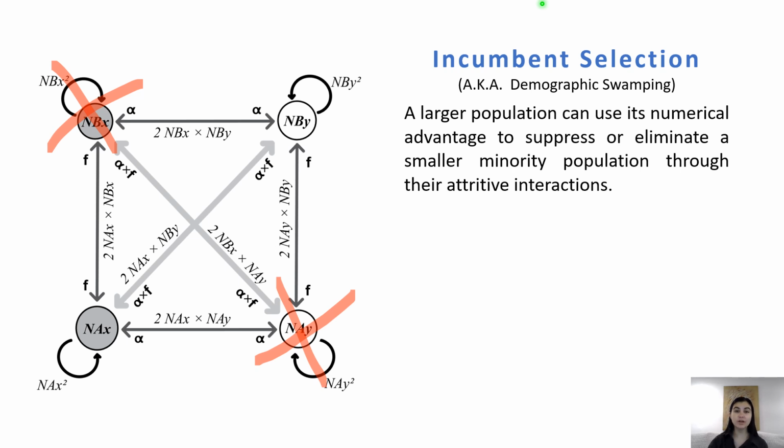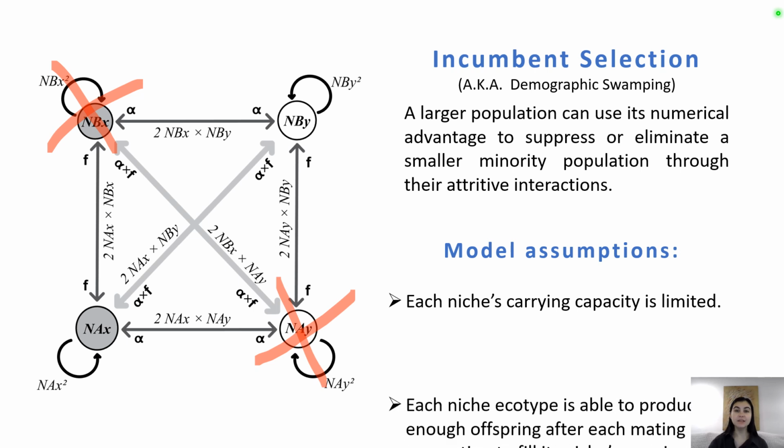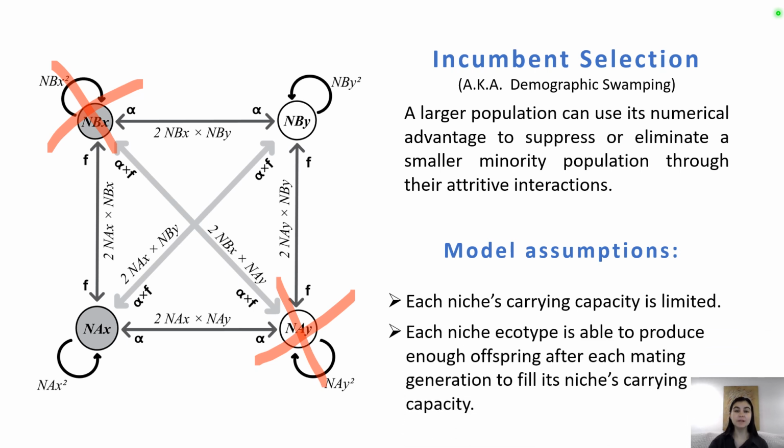To prevent this from occurring, we have to make certain assumptions within our model as follows. We can assume the niche carrying capacity of each niche group is limited. Therefore, the larger group cannot indefinitely increase in size. Additionally, we assume the population ecotypes in each niche are able to produce enough offspring to saturate the carrying capacity. Therefore, the carrying capacity of each niche is fixed, and each generation, the ratio between each niche population is also fixed.